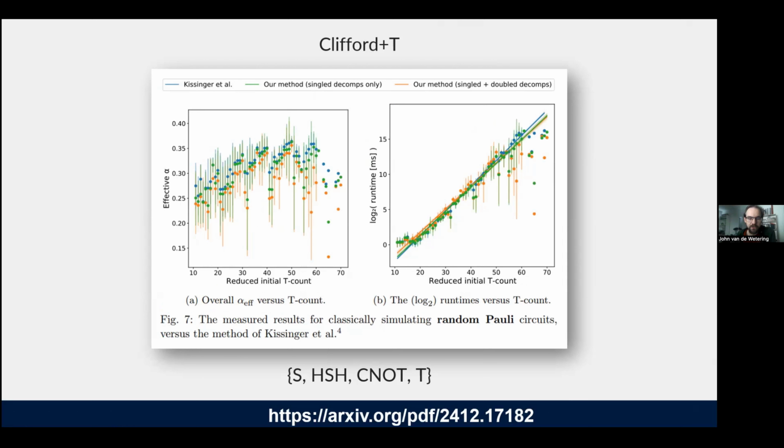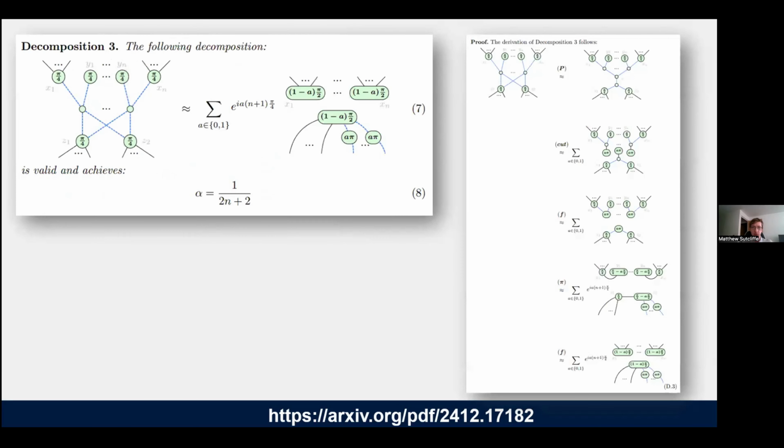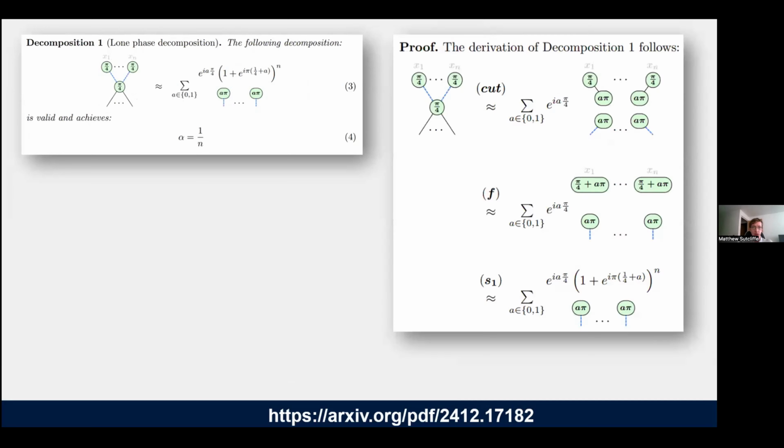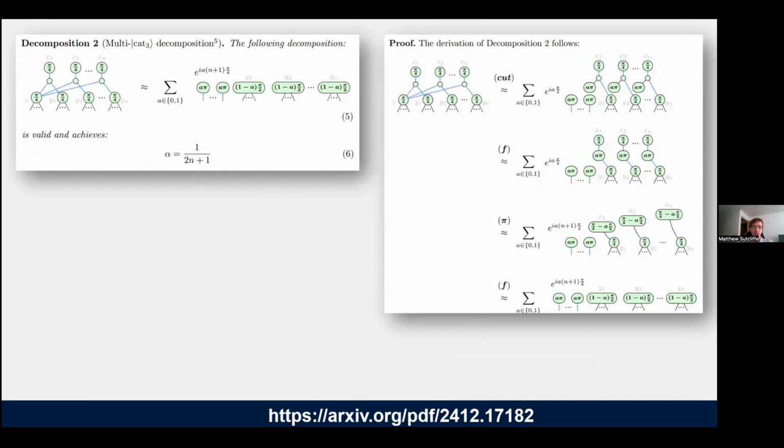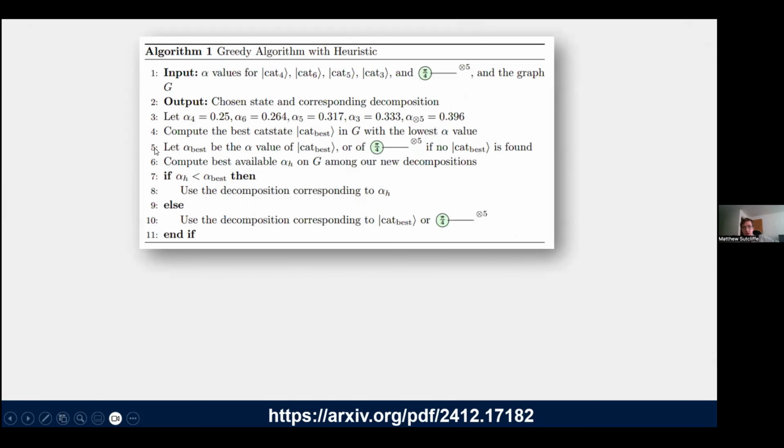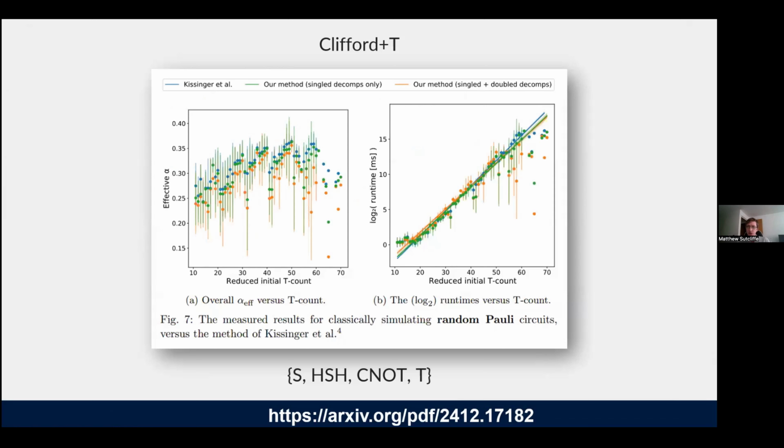Is the reason for that you just don't find these better decompositions very often? Yeah, so in the case of just random Clifford graphs, these decompositions that we talk about here, as you can see, they rely on quite specific structures. Like this one requires a handful of Cat3 states connected to a common vertex. And if we're just generating the graphs purely random, then we just don't see these structures enough. There's just not enough structure in these graphs.